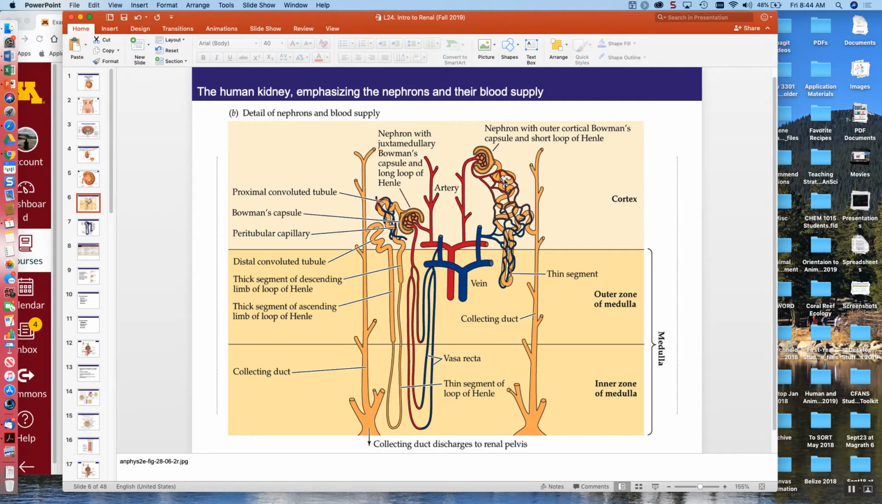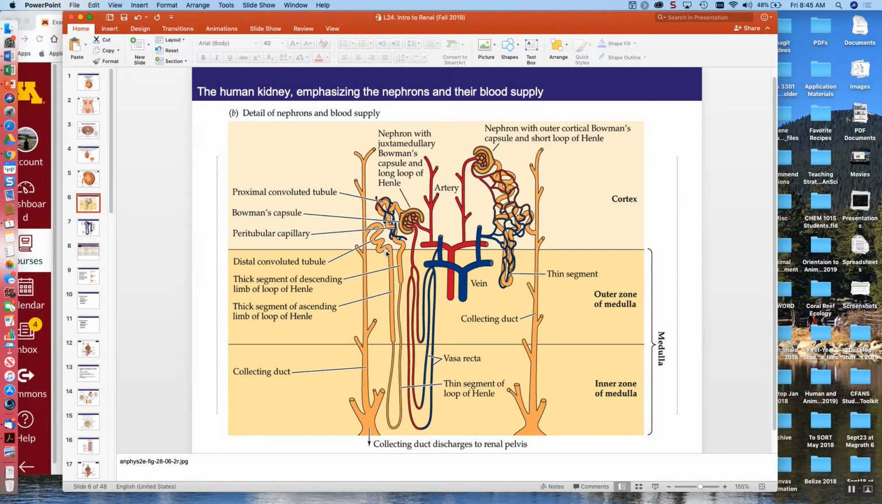All right. The other type of nephron, and it is written right here, is called juxtamedullary nephron. Juxta means next to. Medullary is referring to the medulla. So in this case, you can see the glomerulus, that bulb, is still in the cortex region, but the loop of Henle dives deep into the inner medullary region and back up.